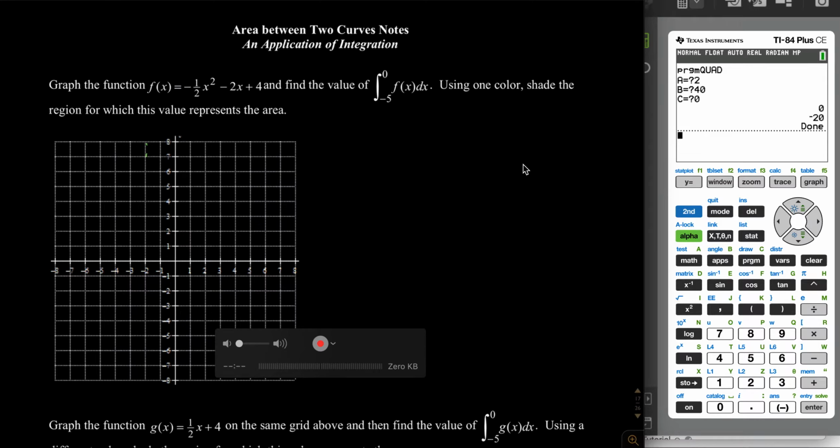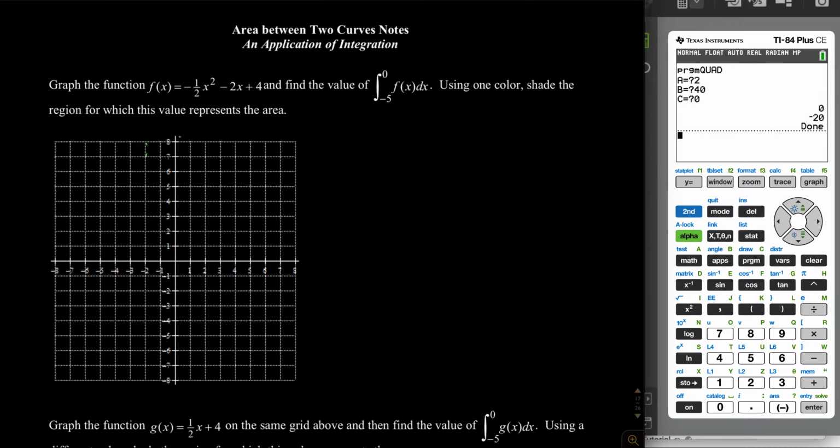Here is a new topic of integration, and it's similar to one we've already done, so it's a little bit of a change, but it's very similar. We're talking about the area between two curves now. We've looked at the integral as representing the area between the curve and the x-axis, and when we find that area, the integral is a signed value, meaning if it's below the x-axis, it's negative. If it's above the x-axis, it's positive.